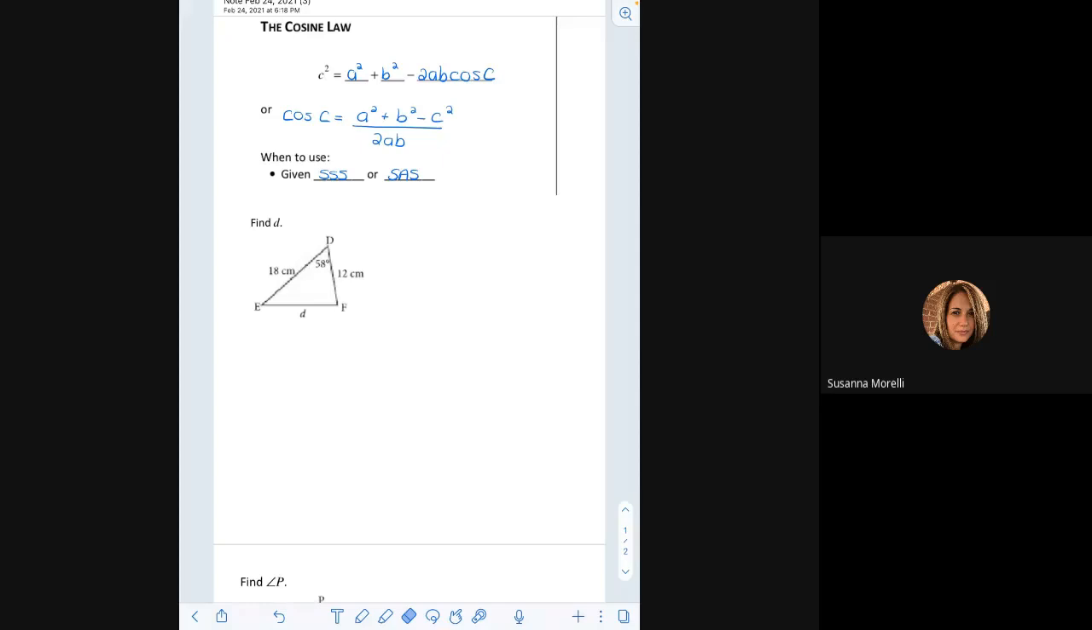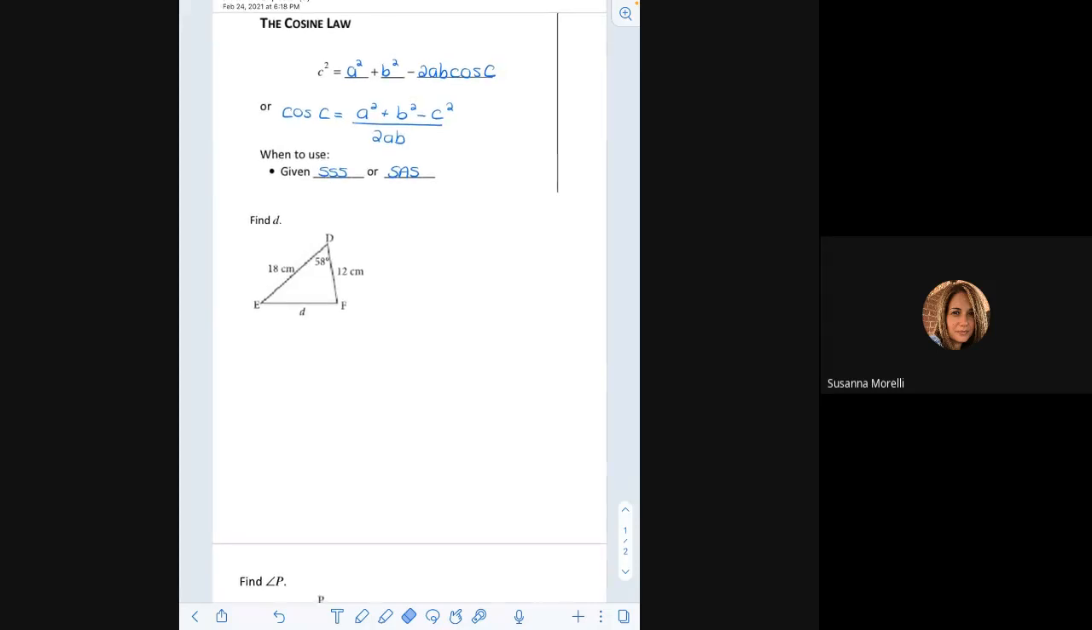Okay, so let's review our cosine law. Cosine we use when we're given three sides, or two sides and the angle in the middle of those two sides, so the contained angle. So the first example is one of those. It's where you have the two sides and then the angle that's in between those two sides, the contained angle. Okay, and here you want to find side D.